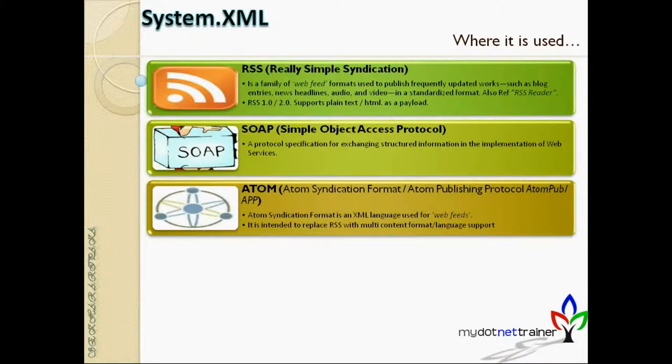The next is Atom. Whenever people talk about Atom, it refers to two different things. Number one is the Atom syndication format, which is the XML syndication format. Another one is the Atom Publishing Protocol, also called AtomPub or APP. It's another format used for web feeds. Atom is a recent one, published in 2005.